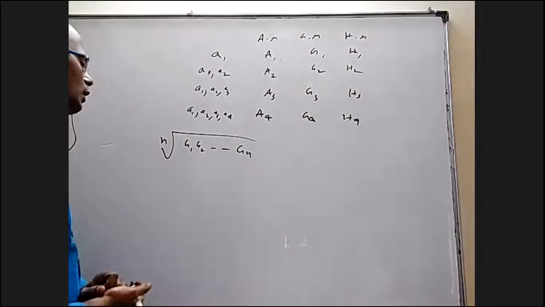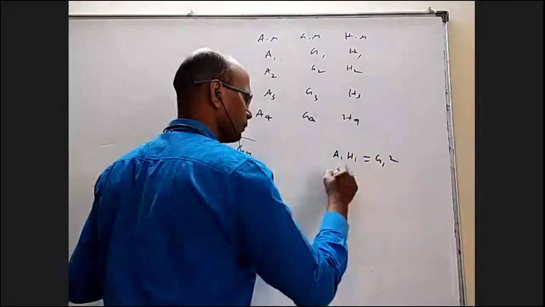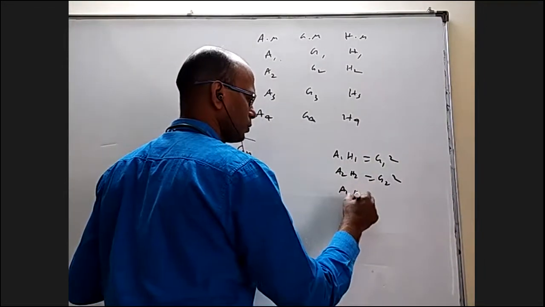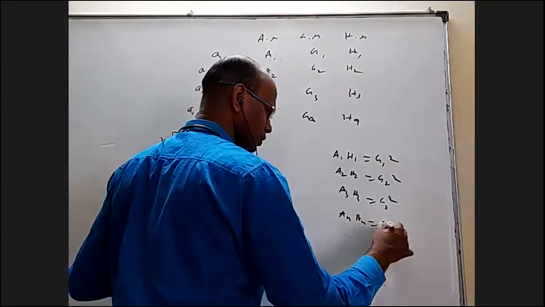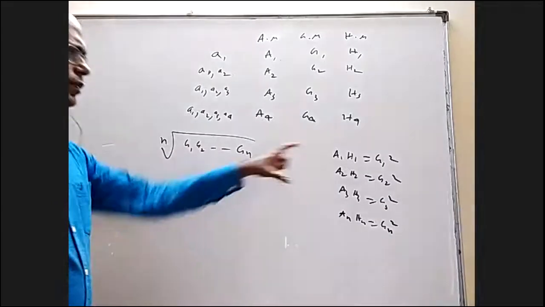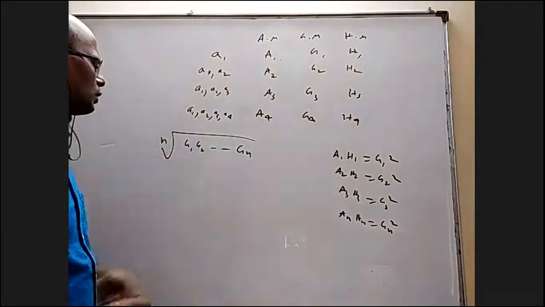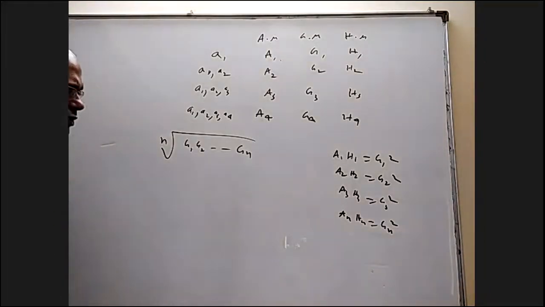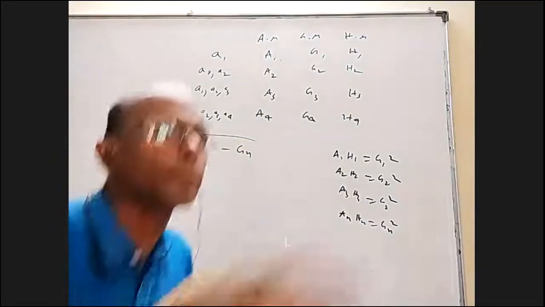But we know A1 into H1 is G1 square, A2 into H2 is G2 square, A3 into H3 is G3 square. Similarly, An Hn is Gn square. If I substitute all of them here, I'll get power 1 by 2 here, so 1 by 2n should come. The product of all the A's and H's, power 1 by 2n. I don't know whether that is the answer or not.